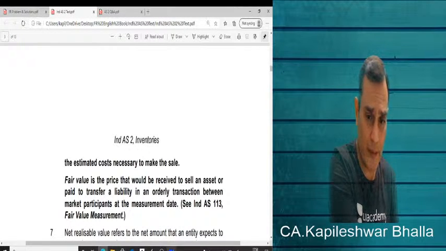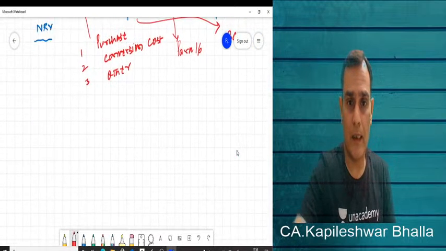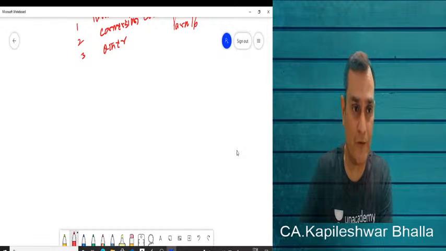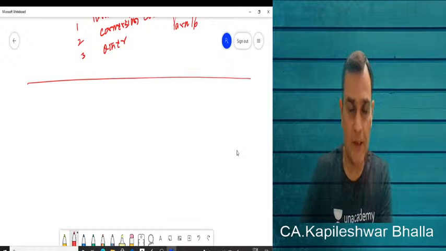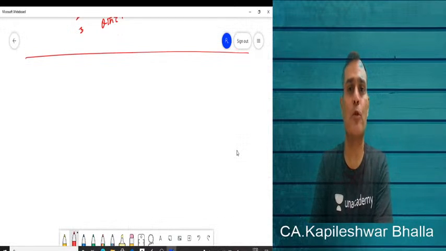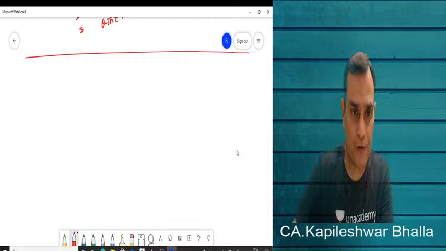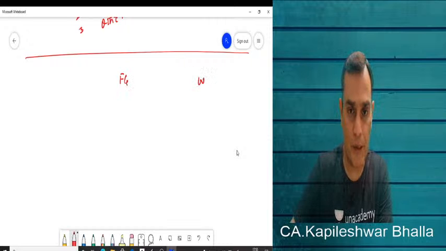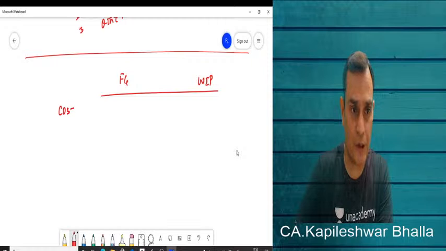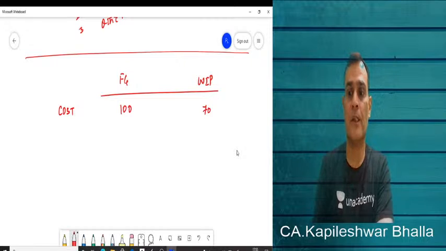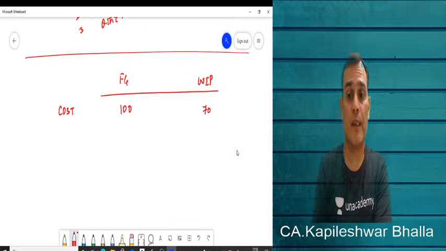I think let's quickly take an example to understand how you would calculate the net realizable value for FG as well as for WIP. This is just to give you very quick input on the computation of NRV. Imagine we are looking at finished goods, and imagine we are looking at WIP. Let's say the cost of FG is 100, and the cost of WIP is 70.